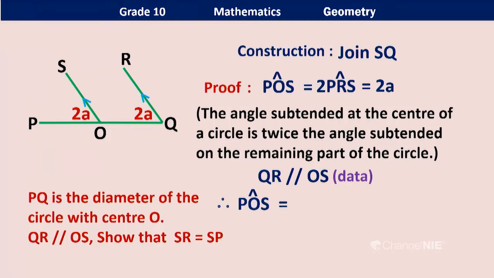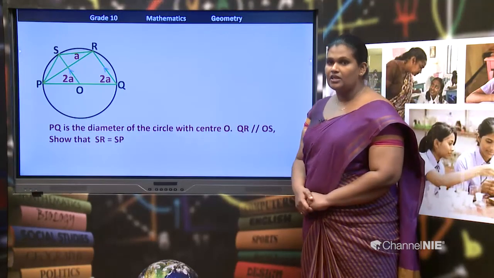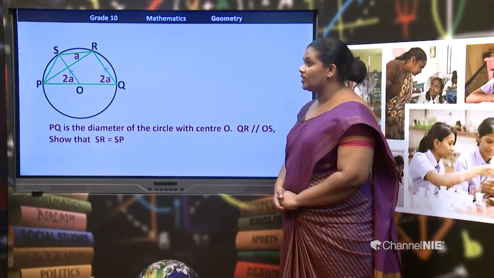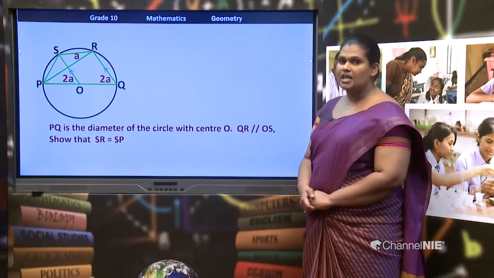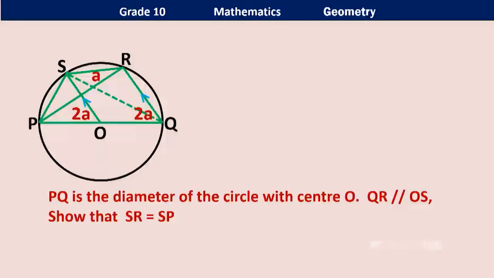Therefore, angle POS is equal to angle OQR. The reason is those are corresponding angles. So, we can write the value of it as 2A. Then we will write the reason. Once again, we will have a look at the figure. Now, I have shown the total figure together. So, we have got some relationships up to now. We have to show that SR is equal to SP.